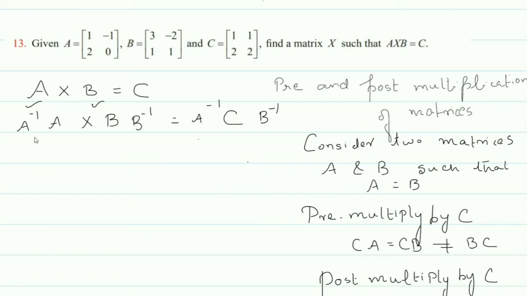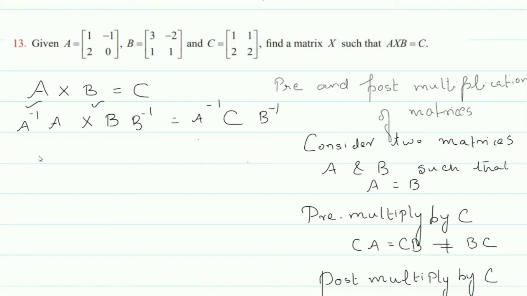So here we are multiplying A inverse on the left side, that is pre-multiply. The same way I have to pre-multiply here. I cannot multiply A inverse on the right side, then it will be wrong. Similarly, I have post multiplied by B inverse, so I have to post multiply on this side.